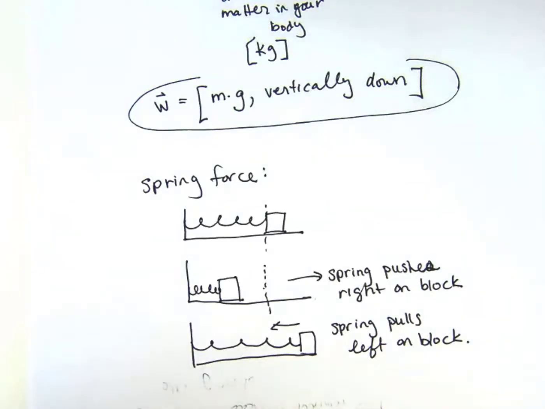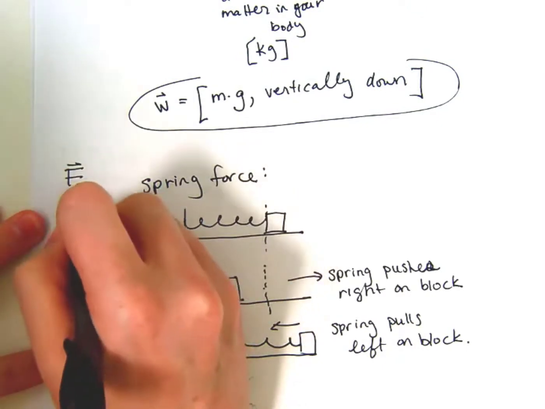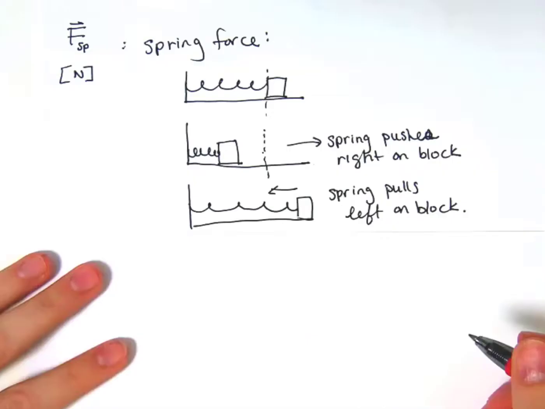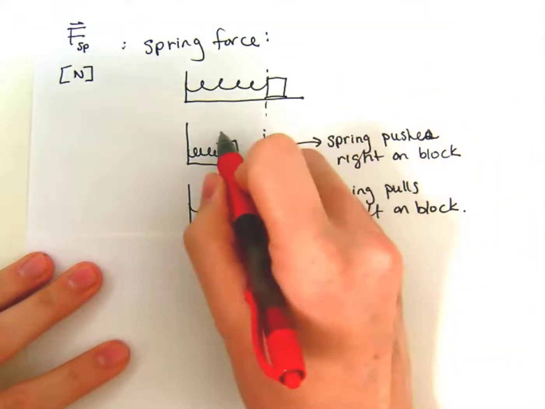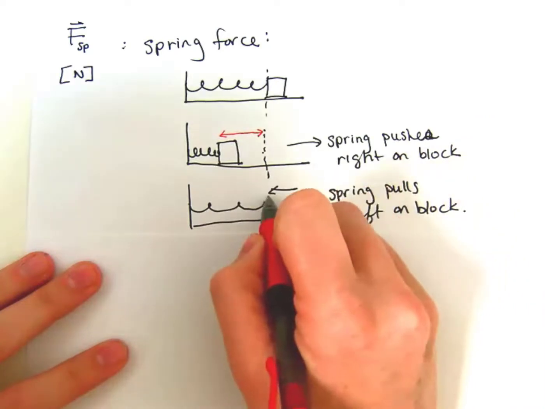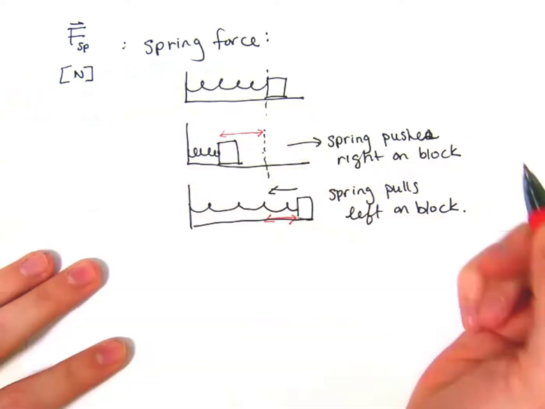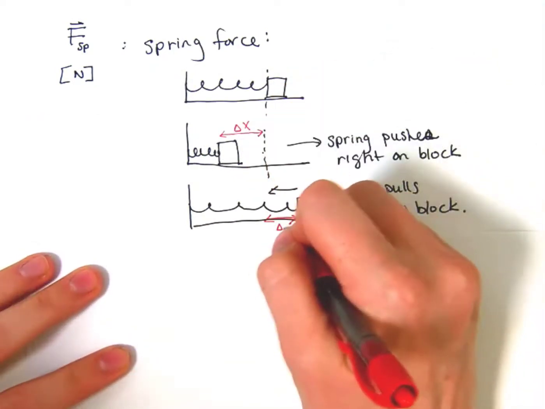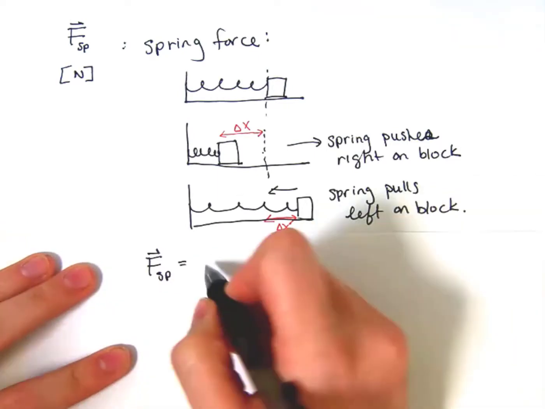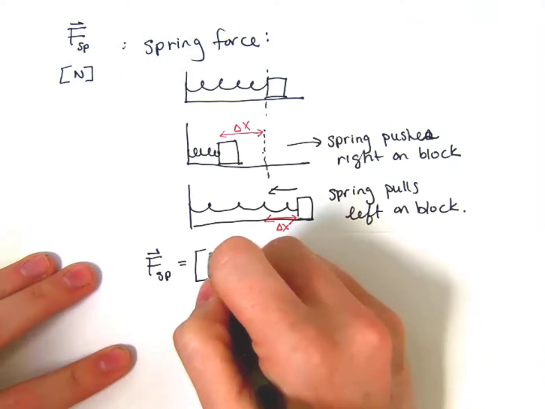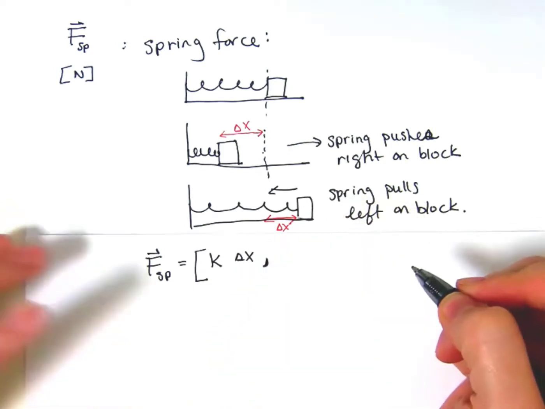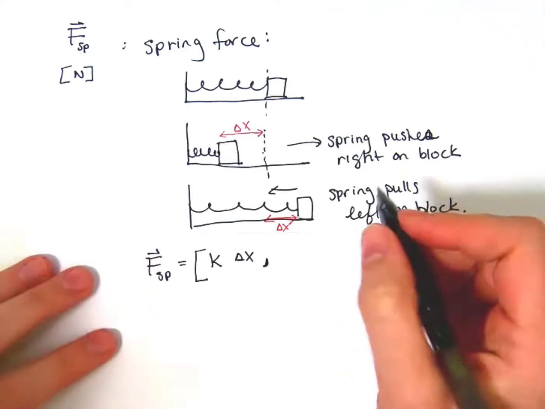Our abbreviation for this is going to be an F for force with a little SP. And it's a force, so its units are going to be in newtons, just like all the other forces. So let's quickly sketch the amount of compression from its original length, or the amount of stretch from its original length. And so we could call that delta x. And then we could say that the spring force has the amount of k, which I'll define in a second, times the amount of displacement, and is always going to be in the direction pushing the block back towards its equilibrium position.